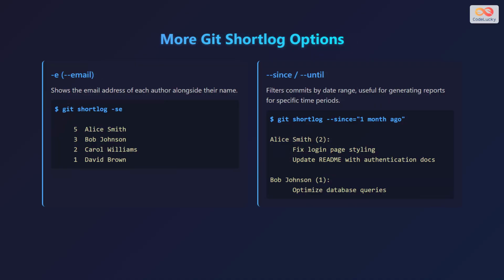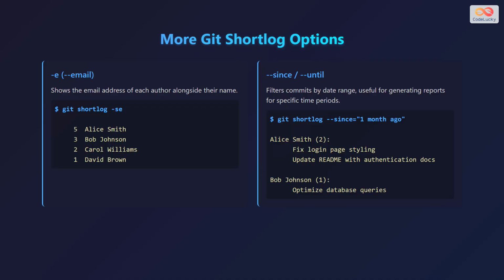Here are a couple more useful options for Git Shortlog. The -e or email option displays the email address of each author alongside their name. This can be helpful for identifying contributors more precisely. For example, git shortlog -se would show Alice Smith, along with her email address, alice@example.com, and the number of commits.